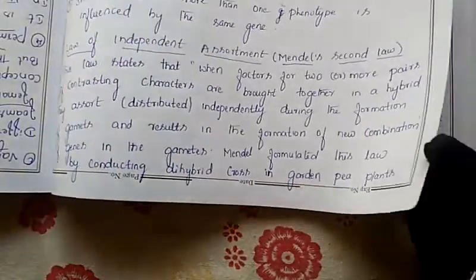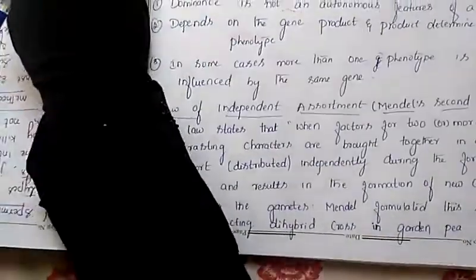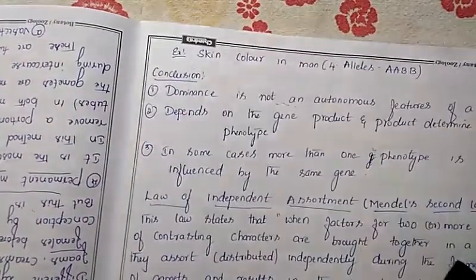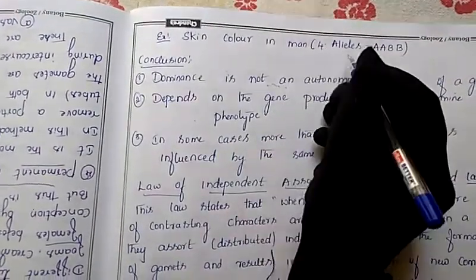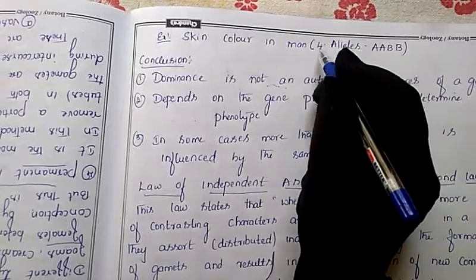Another example for this is skin color in man. In our body we have skin color. Skin color of man is controlled by 4 alleles.